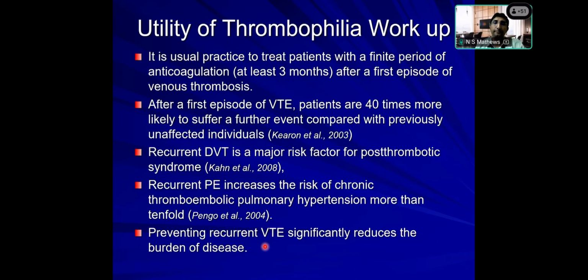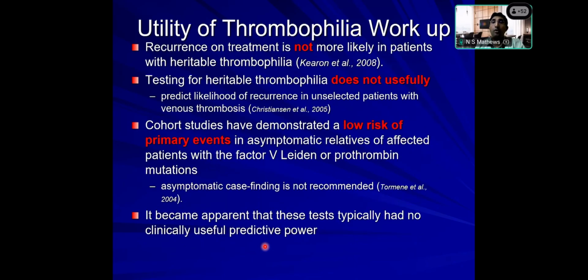Recurrence on treatment is not more likely in patients with heritable thrombophilia, which means even if it's a heritable thrombophilia, the risk of recurrence is not higher if you're on prophylactic anticoagulation or therapeutic anticoagulation. Testing for heritable thrombophilia does not usefully predict likelihood of recurrence in unselected patients with venous thrombosis. And cohort studies have demonstrated a low risk of primary events in asymptomatic relatives of affected patients with factor V Leiden or prothrombin mutations, which are some of the most common known mutations for thrombophilia. So it became apparent that these tests typically had no clinically useful predictive power.